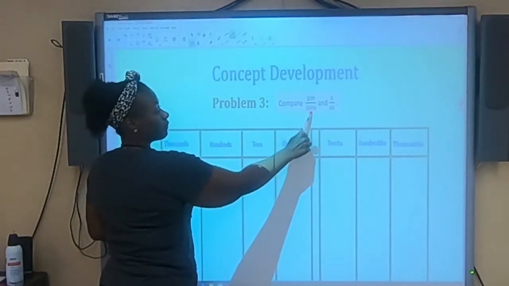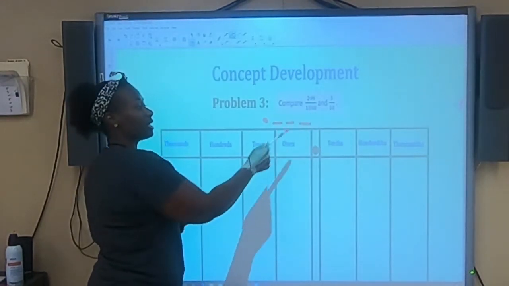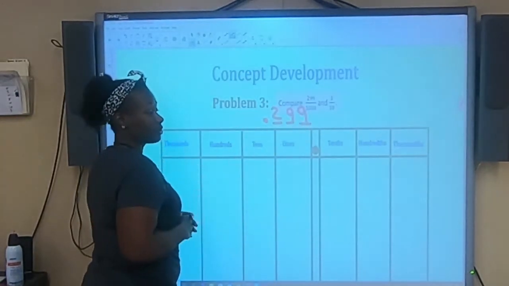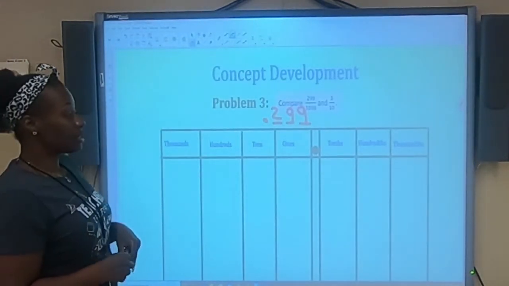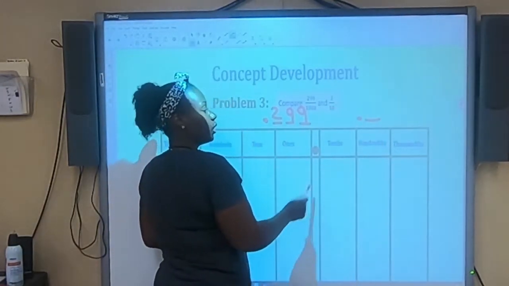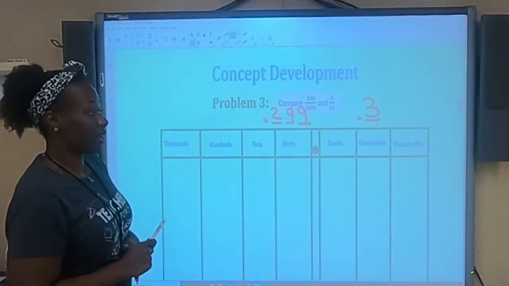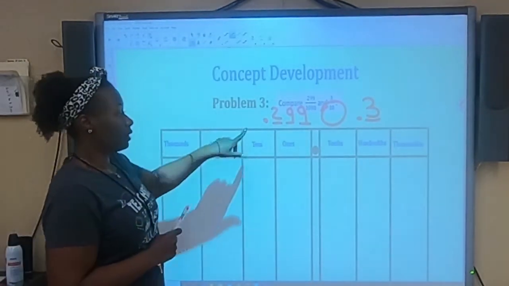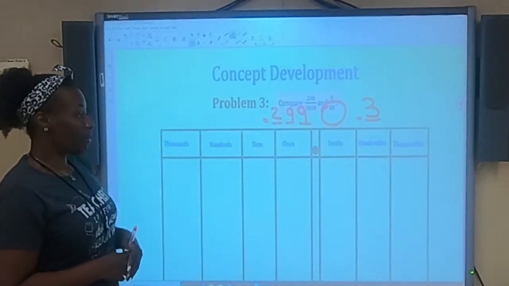That denominator of 1,000 tells me I need 3 decimal places. Magically, I have 3 numbers at the top. So all I have to do is write those numbers in the 3 decimal places. 3/10, my denominator is tenths, which tells me I need 1 decimal place, which I have 1 digit at the top. So I just simply write that digit in that place value. There's my comparison problem. So I'm comparing 299 thousandths to 3/10, starting with my place value chart.